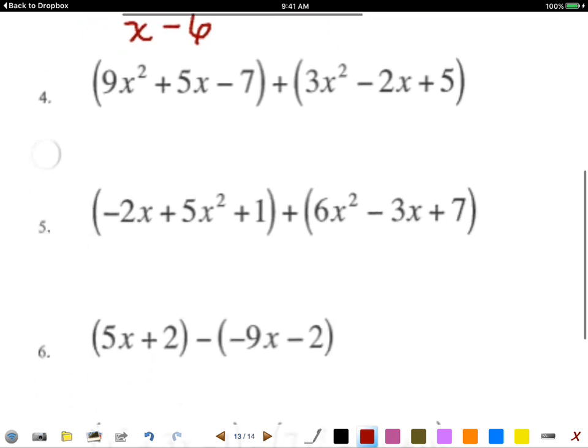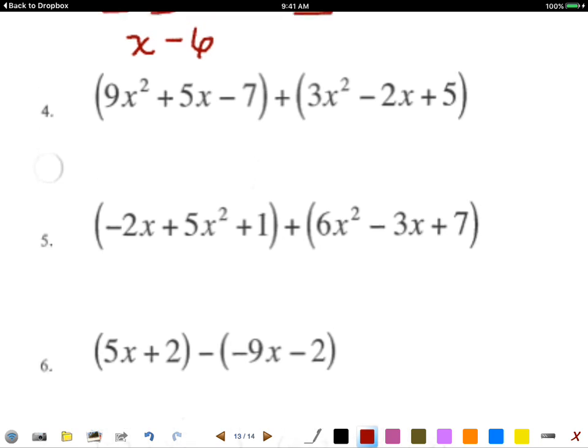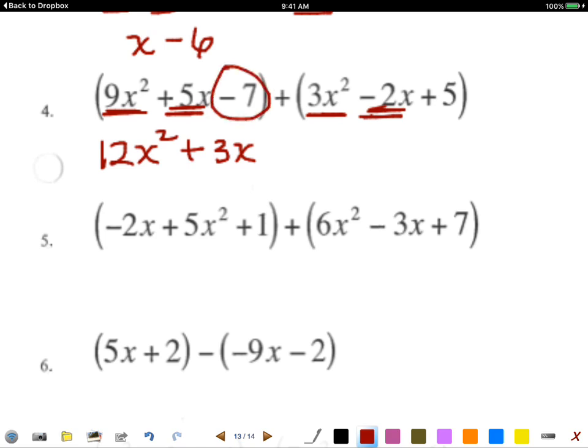Okay, number 4. Ignore the parentheses because we've got the plus in the middle, so we're good. We're going to start with the larger exponent, which is the x squared. So we've got 9x squared and 3x squared. So 9 plus 3, 12x squared. And then we've got 5x and negative 2x. So 5x plus a negative 2x is positive 3x. So plus 3x. And then our constants, negative 7 plus 5, negative 2.